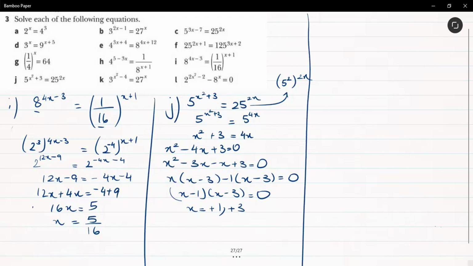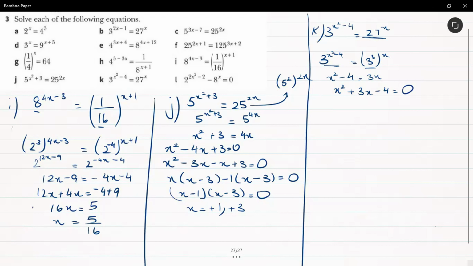Okay, for part K we have 3 raised to the power x squared minus 4 is equal to 27 to the power x. So now, what is 3 to the power something which is equal to 27? You should know by now that 3 raised to the power 3 is going to be equal to 27. So 3 to the power x squared minus 4 is equal to 3 to the power 3 multiplied by x. So again, the index values are the same. x squared minus 4 is equal to 3x. x squared plus 3x minus 4 is equal to 0.